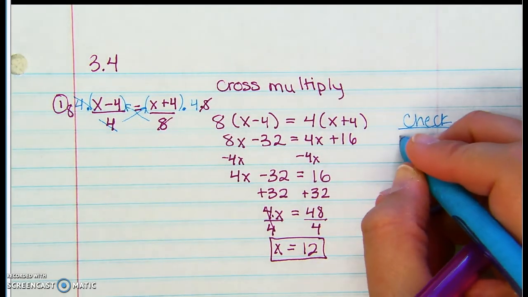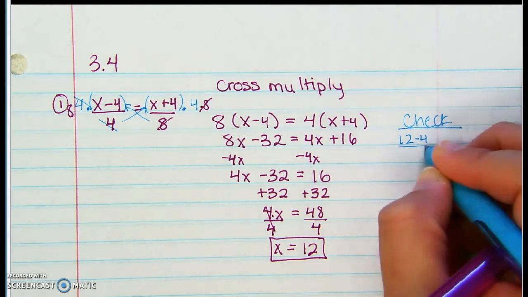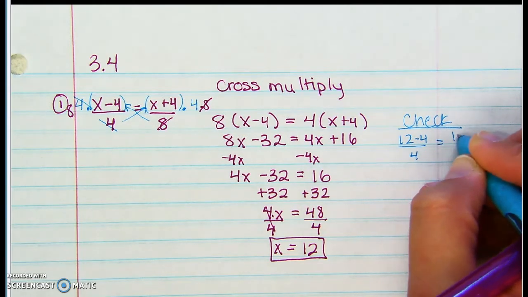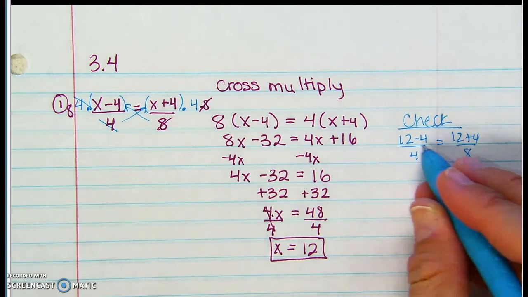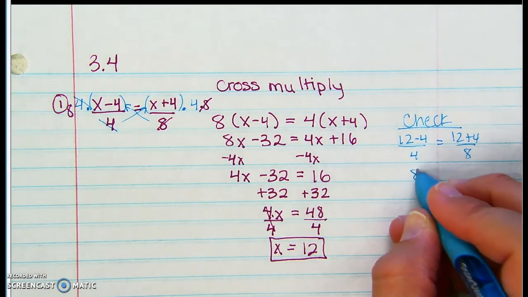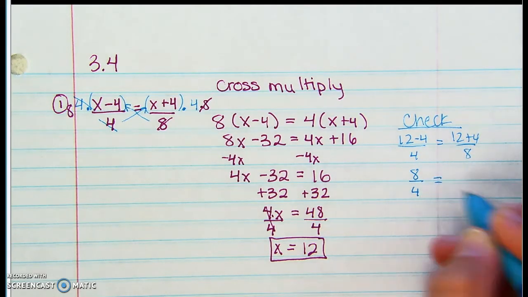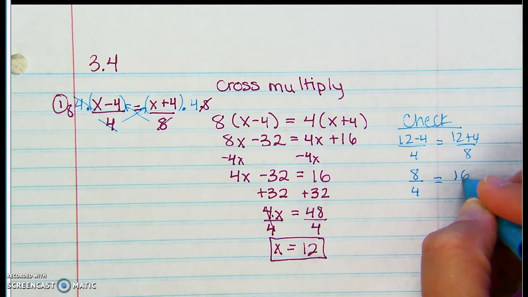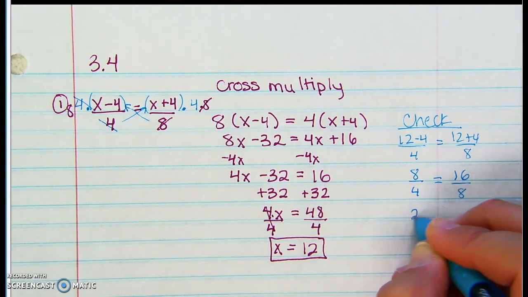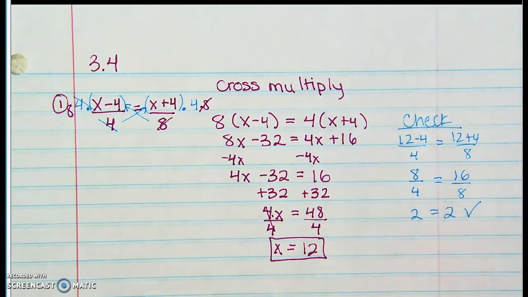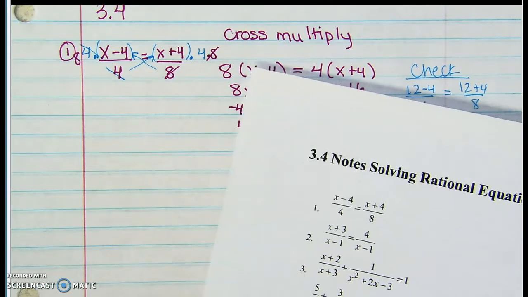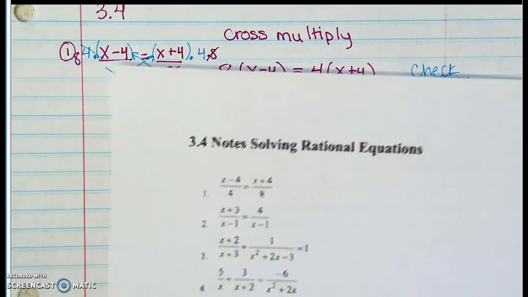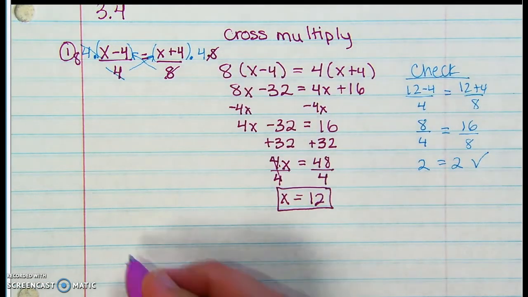by plugging in 12. So 12 minus 4 over 4, does that equal 12 plus 4 over 8? 12 minus 4 is 8. Does 8 over 4 equal 12 plus 4 is 16 divided by 8? So does 2 equal 2? Yep. Man, doesn't it feel good to know, like, oh, I know I got it right, instead of I hope I got it right? So now I'm going to write down example 2.